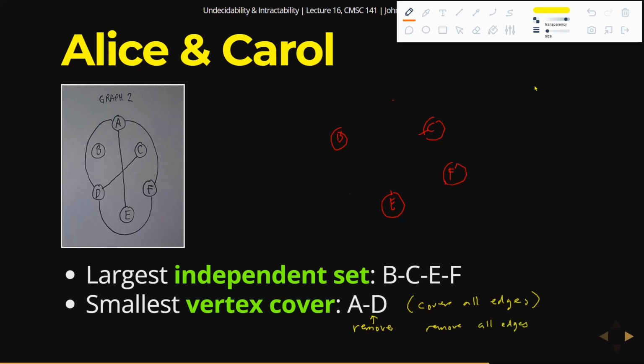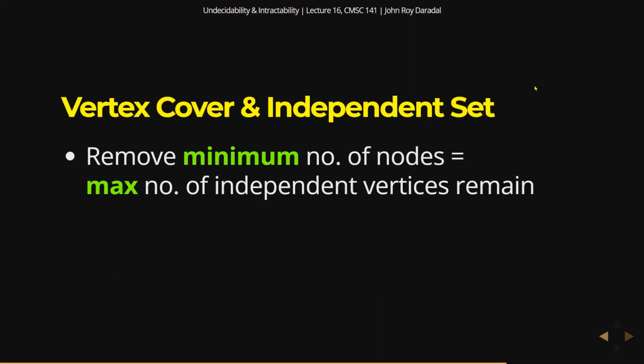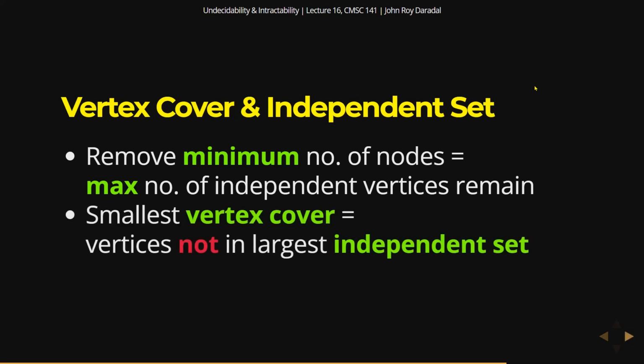So if you remove all edges, the remaining vertices will be independent of each other, and that would be the biggest independent set since you are taking the smallest vertex cover. Okay, so that is how they are related. So removing the minimum number of nodes will leave you with the maximum number of independent vertices because there are no more edges that remain, right? So all of them have to be not connected to each other. So therefore, the relation of the two is that the smallest vertex cover are the vertices that are not in the largest independent set. Okay, so you take the opposite of the independent set.